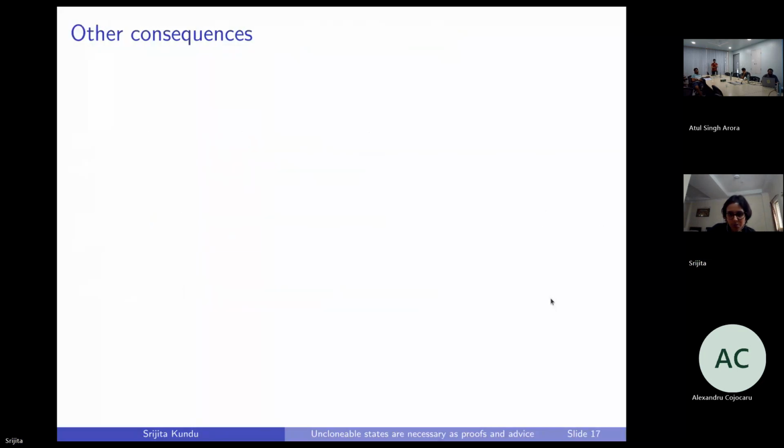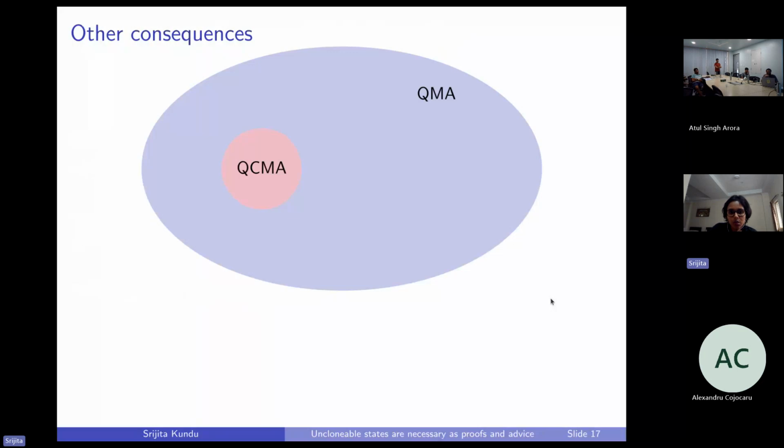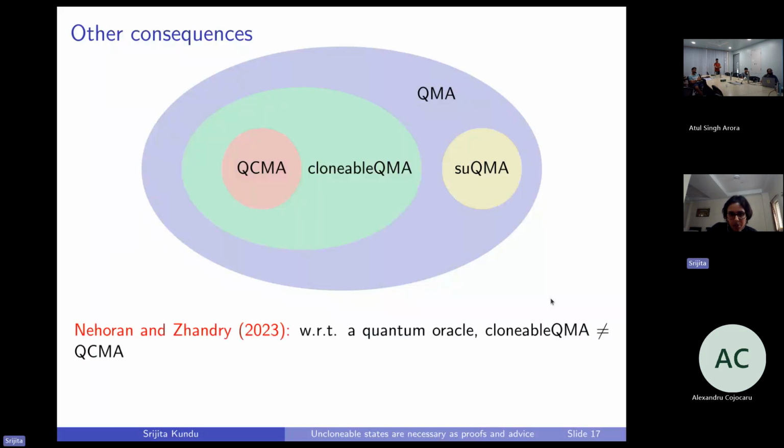Okay. Now I'll stop talking about technical stuff, but I'll talk about some other consequences of our results. So we know we have this class QMA, and QCMA is a subset of it. So we define this class strictly unclonable QMA, and it must lie in QMA minus QCMA, because if a language is strictly unclonable, it obviously cannot have any classical proof. But there is also this larger class called clonable QMA, which consists of QMA problems that have clonable proofs. It's potentially larger than QCMA because there can exist problems which have quantum proofs, but the quantum proofs are clonable.